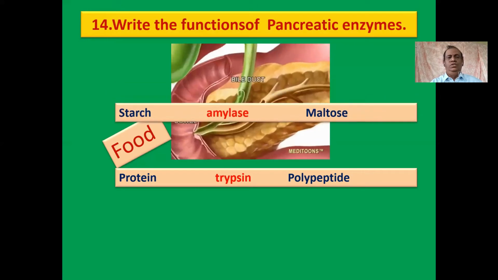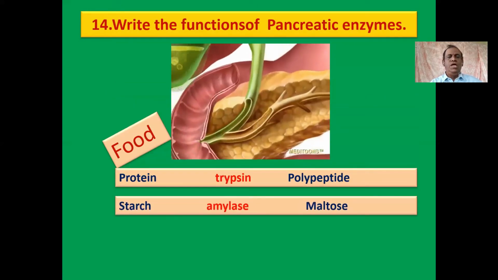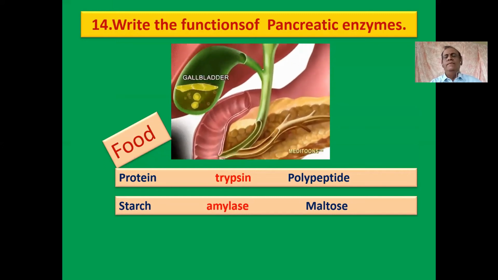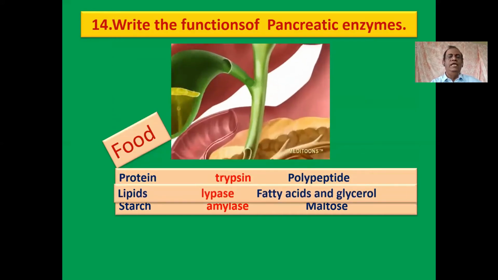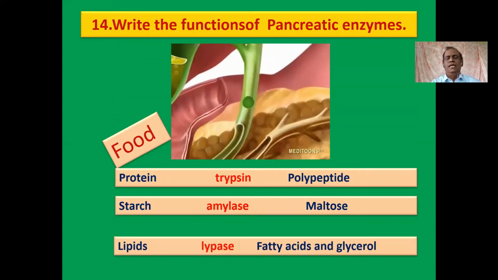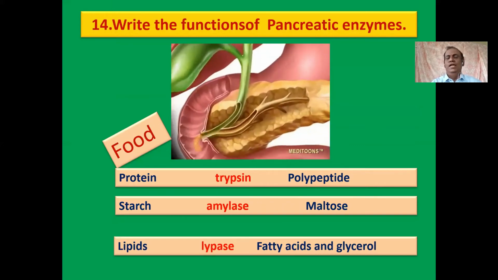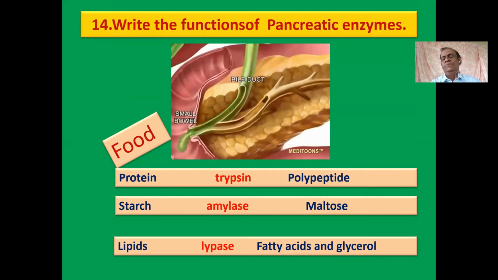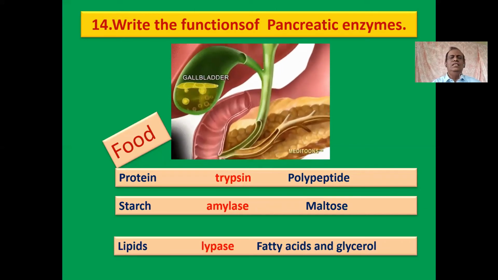Second one, the starch. That is a complex food that we eat. Starch reacts with the amylase enzyme and produces maltose. Maltose is the product. After that, the third one, lipids and oils. You know, lipid foods like butter, margarine, and oils. That reacts with lipase enzyme and produces fatty acid and glycerol. Fatty acid and glycerol are the simple form of lipid.